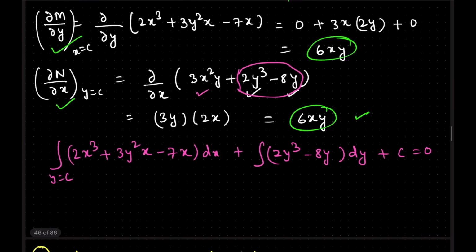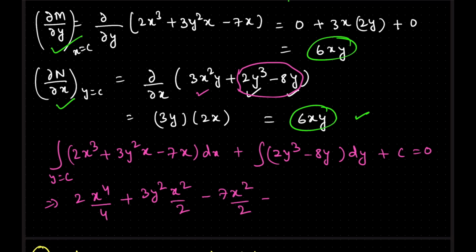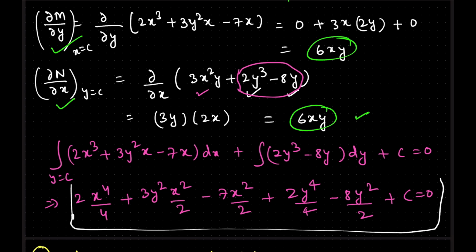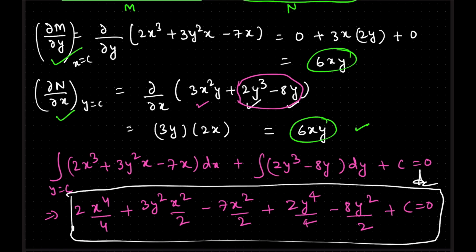So now let's solve this. You will get 2x⁴/4 plus, again 3y² will be constant, x²/2, minus 7x²/2, plus 2y⁴/4 minus 8y²/2 plus c equal to 0. So this is our final solution. We will see one more problem.